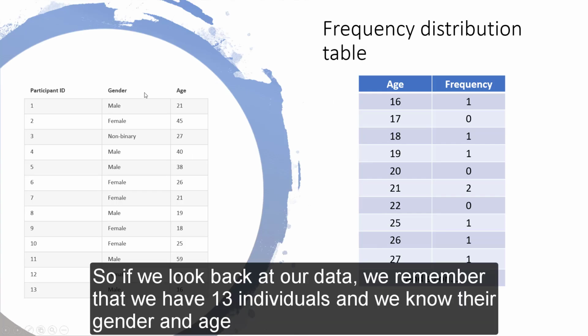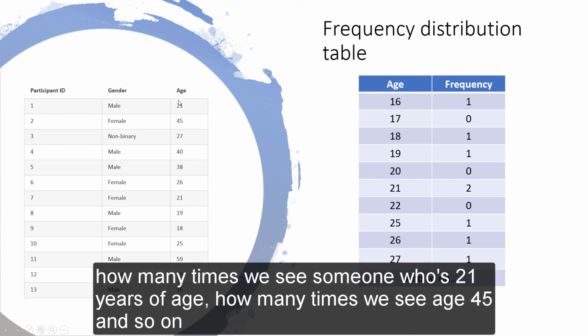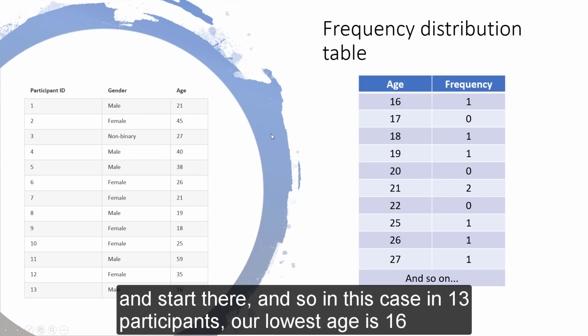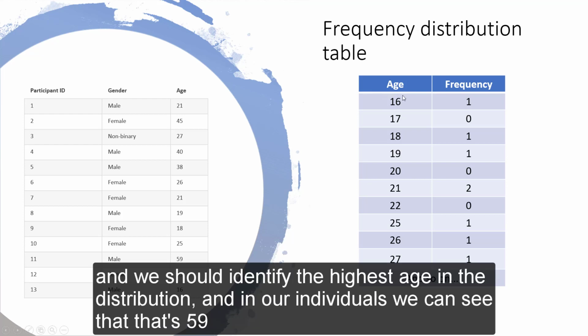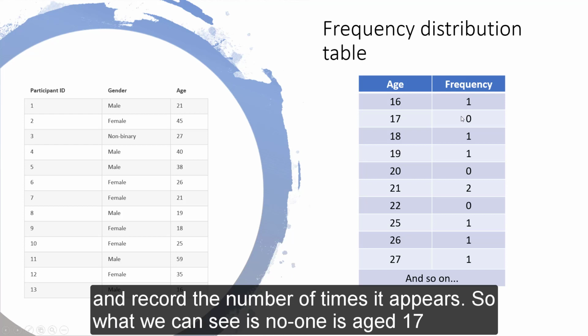So if we have a look back at our data, we remember that we had 13 individuals, and we knew their gender and their age. We could create a frequency distribution table to get a sense of how many times we see someone who's 21 years of age, how many times someone who's 45, and so on. What you should do is take the lowest value in your distribution and start there. In our 13 participants, the lowest age is 16. And we should identify the highest age in the distribution. From these 13 individuals, we can see that that's 59. And you should plot out every number in between and record the number of times it appears.